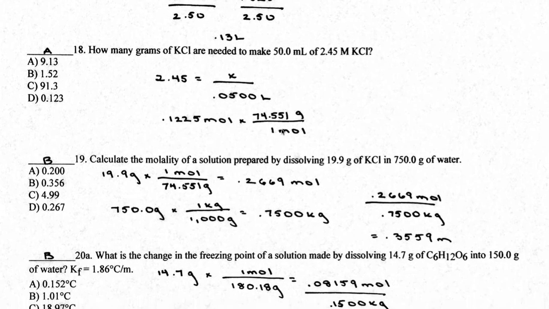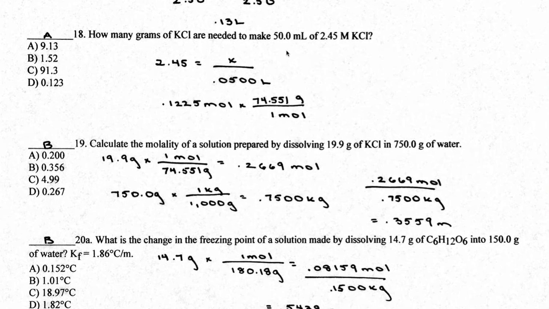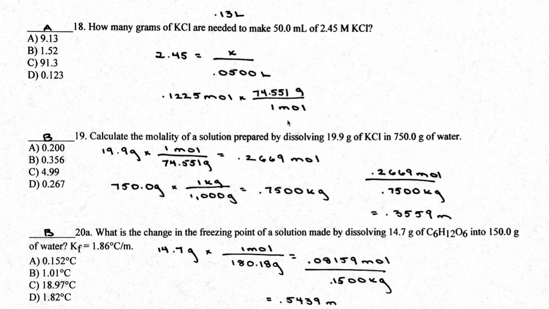Okay. How many grams of KCl are needed to make 50 mLs of this concentrated solution? Well, the first thing I have to do is make this into liters. So I need to move the decimal place over 3 places, 1, 2, 3. Okay. This is my molarity, those are my moles. So I'm going to first solve for moles, which I did here, and now I've got to convert into grams. So I need to use the molar mass of KCl. Okay, and I got A for my answer.